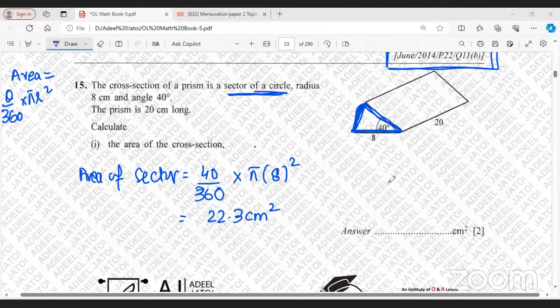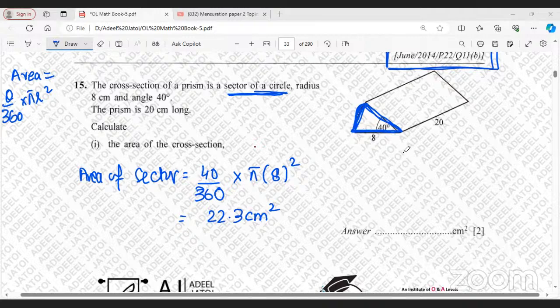So, what do we have in this? Number one is the sector. There would be another sector behind this, right? So obviously there will be two times the area of the sector.